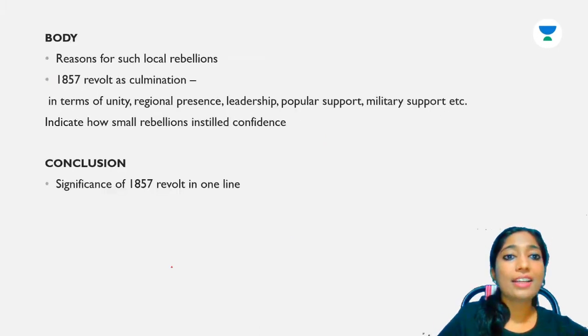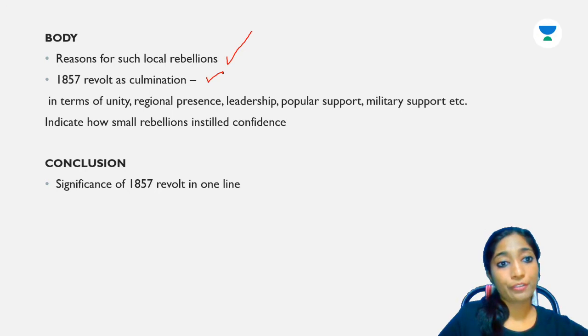Okay. And now comes the major part, which is the body part, where you can talk about the local rebellions. You can give examples and the reasons for such rebellions, and then how the 1857 revolt came into existence and how it is different from local rebellions in terms of unity, regional presence, leadership, popular support, military support, etc.